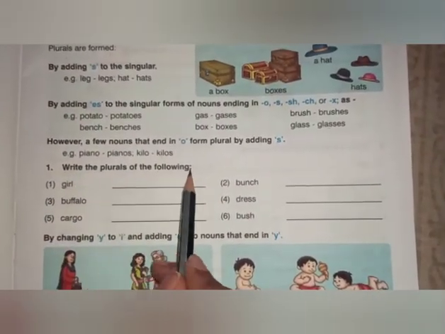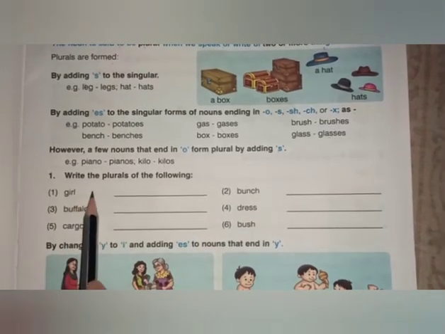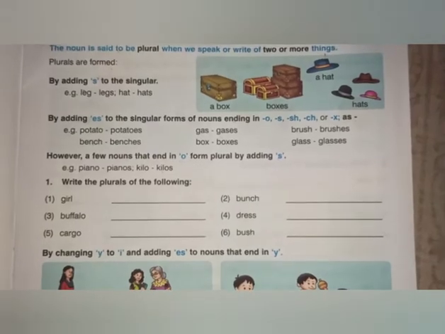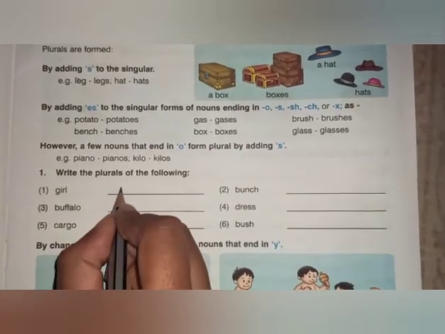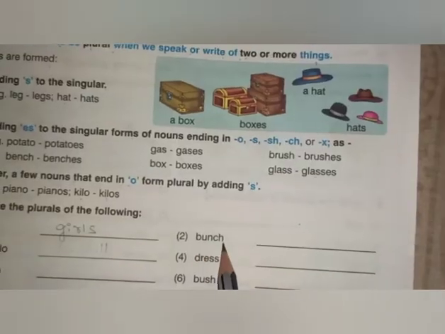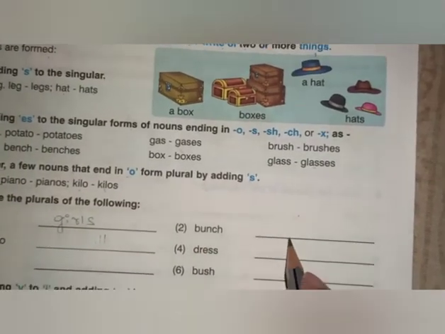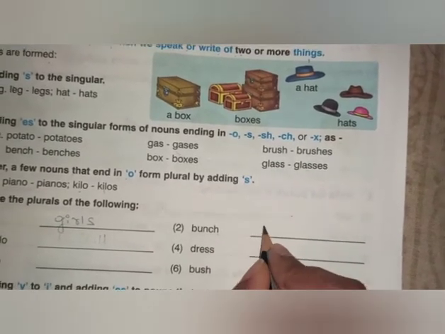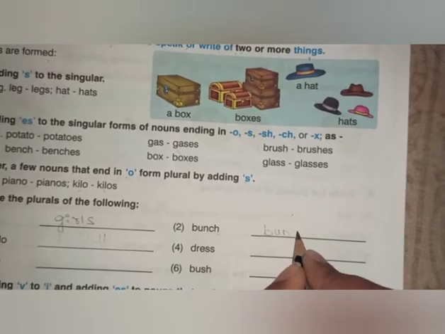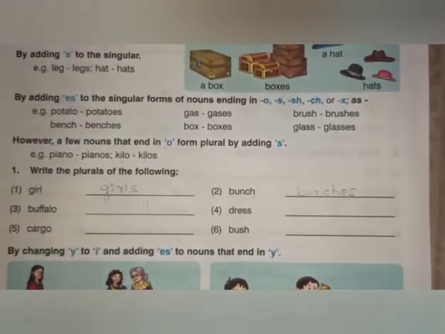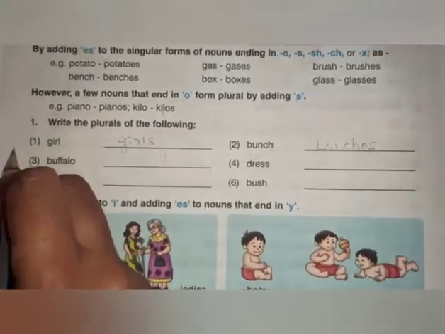See children, write the plural of the following. Here they have given the singular, you have to write it in plural form. Girl, girls. Bunch, we have to write bunches because it ends with CH. Bunches. Remaining this is homework for you, children.